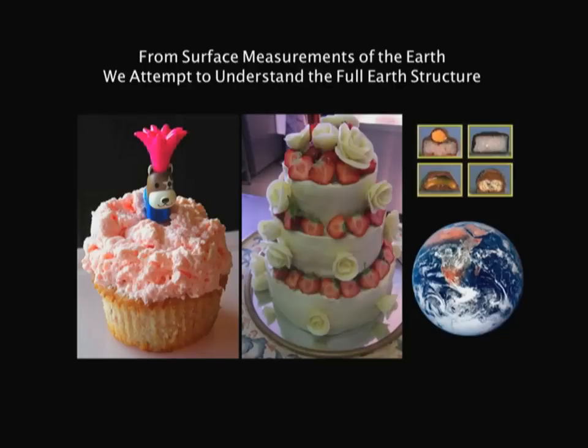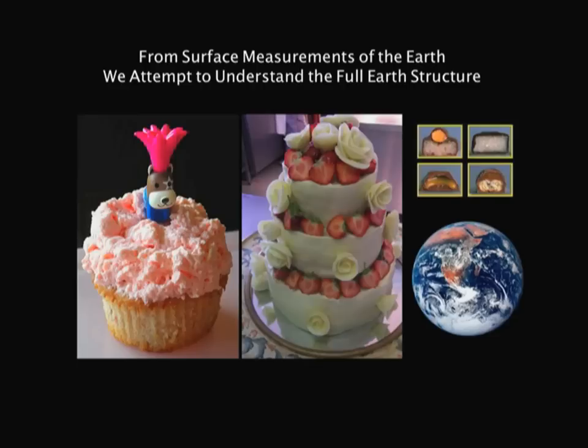Same thing with a cupcake. If there's a kid's kind of toy up here, then you think, well, it's probably sickly sweet. Or this wedding cake has probably got something strawberry in it. So there's hints at the surface, but you really don't know what's going on inside. And this is for small scale candy, cupcake, or wedding cake. Now think of scaling that all the way up to the Earth, and you're asking me to just take surface measurements and tell you exactly what the Earth's structure is. So that's difficult.